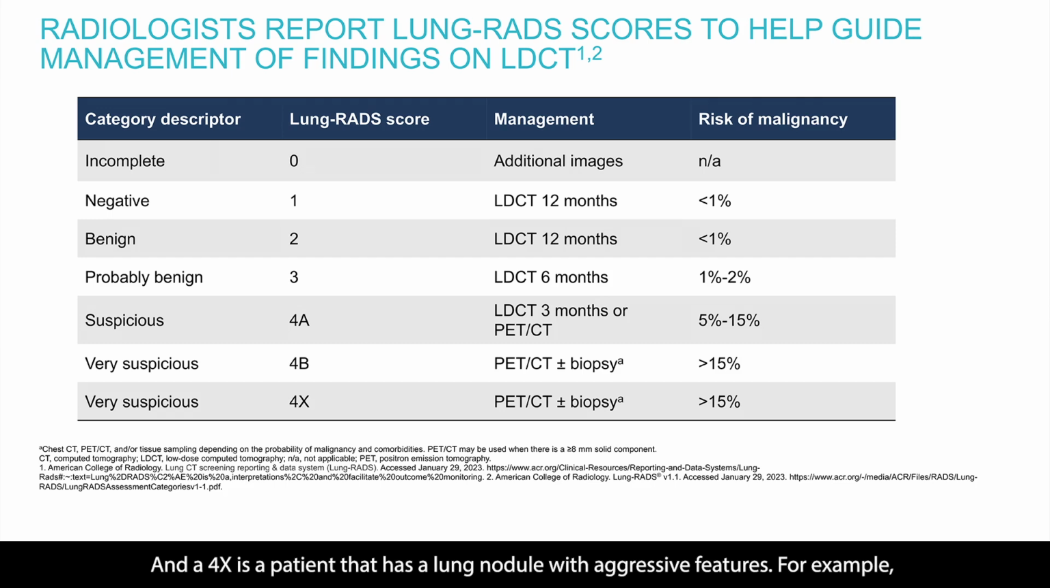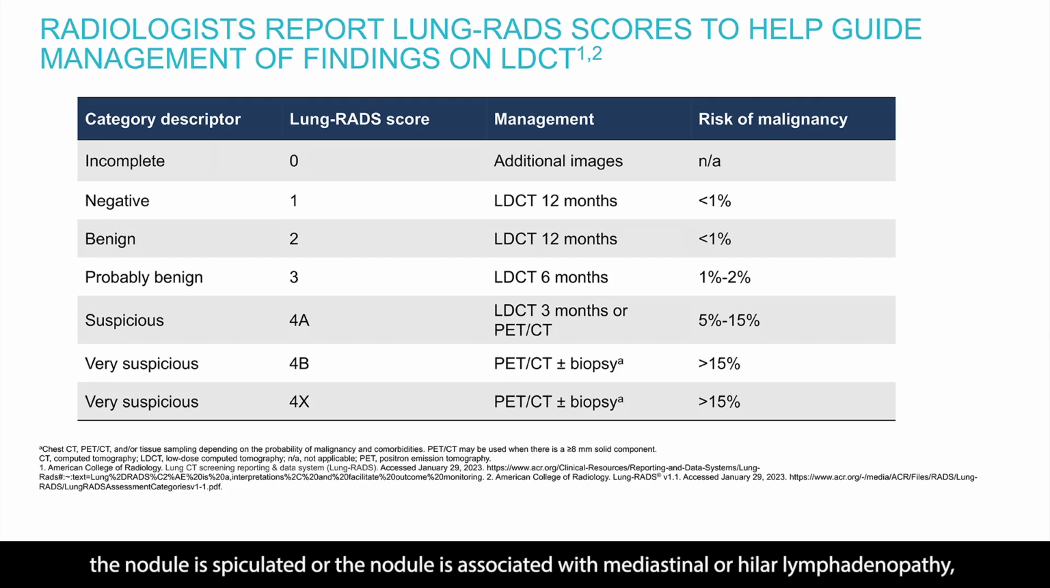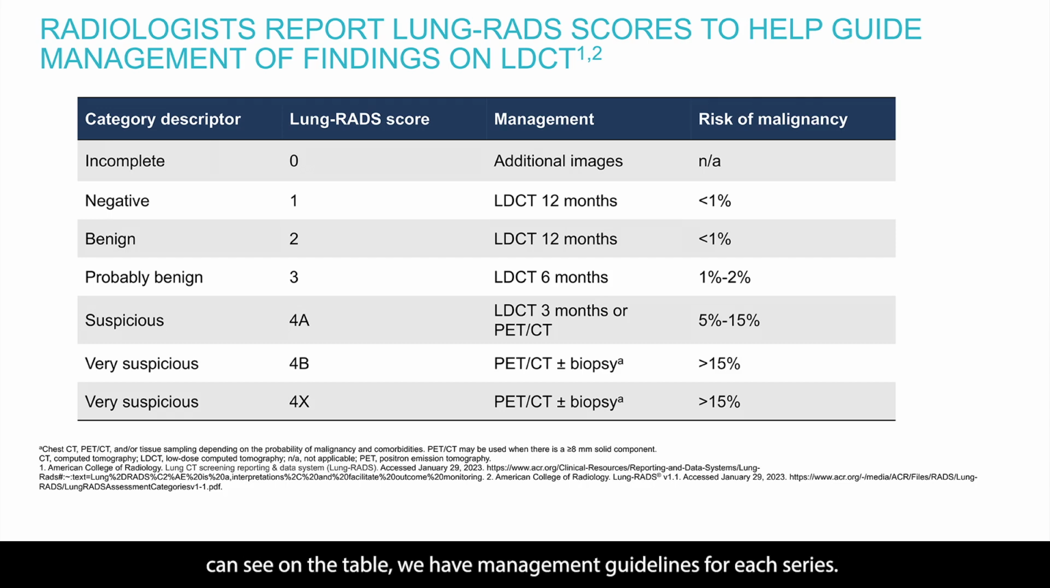For example, the nodule is spiculated, or the nodule is associated with mediastinal or hilar lymphadenopathy, or the nodule or mass is breaking through the chest wall and infiltrating on the osseous structures. So those are all very suspicious findings, and those are patients with high-grade cancers. For the most part, there's a high risk, over 15% of having malignancy in those patients. As you can see on the table, we have management guidelines for each series. I'm going to go through a few cases just to tell you what we're talking about.